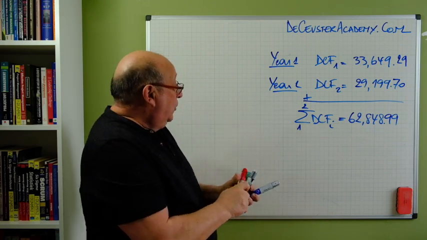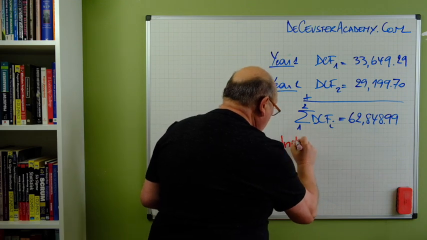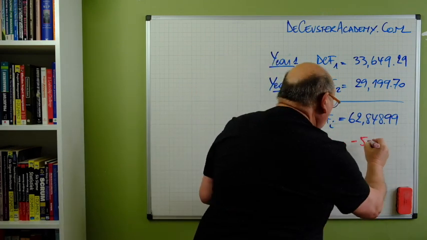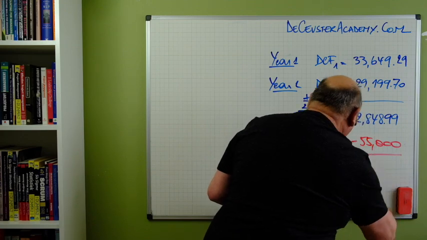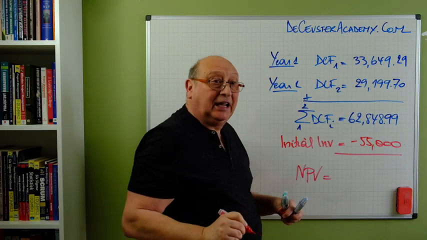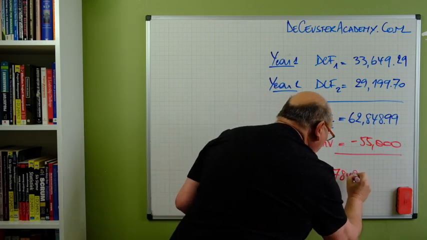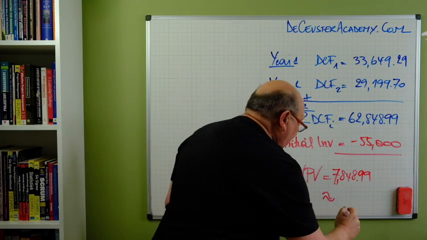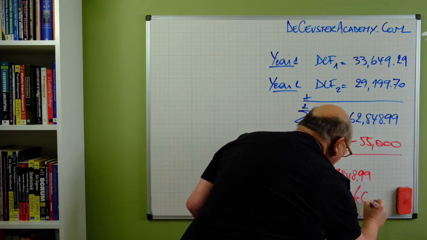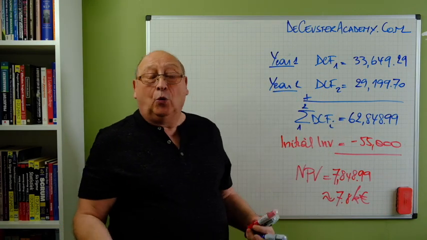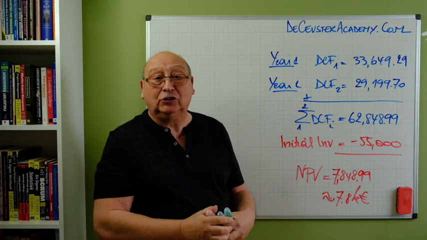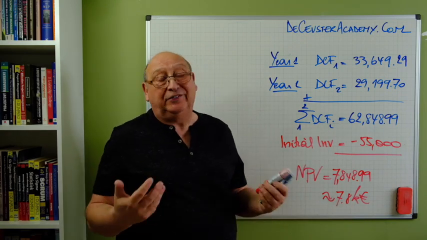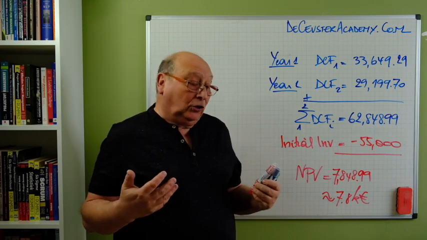What we have to do now is subtract the initial investment, so it's minus 55,000, and we find the net present value is in our case equal to 7,848.99, and we can say easily that this is 7.8k euro. Typically we use this when we are looking at the different net present value calculations. So this is more than sufficient because the other decimals don't change a lot. So that's the first part.